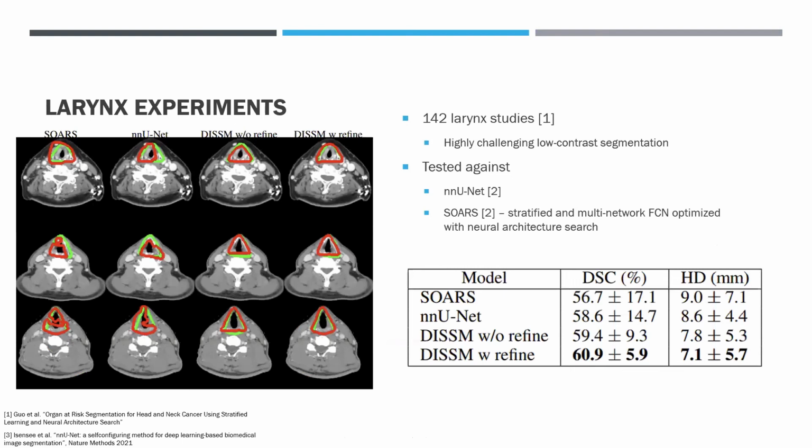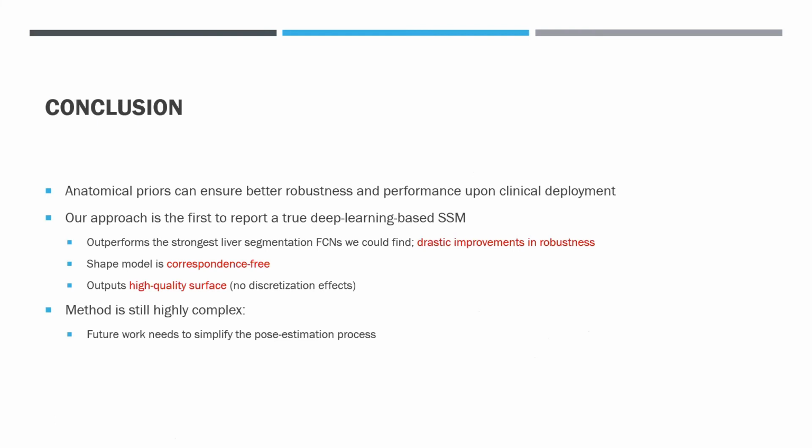We also did some auxiliary validation on larynx. I won't go into as much detail here, but larynx has its own challenges different from the liver. Its main challenge is that it's a very low contrast segmentation. So we tested against, again, very strong competitors, and we again show performance improvements, particularly in robustness. So I think this is a good point to end the talk.